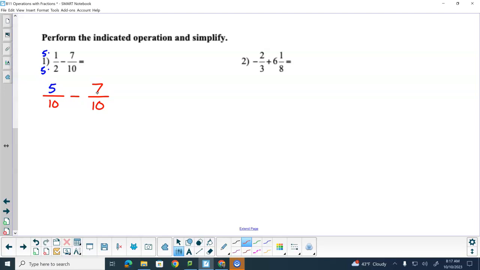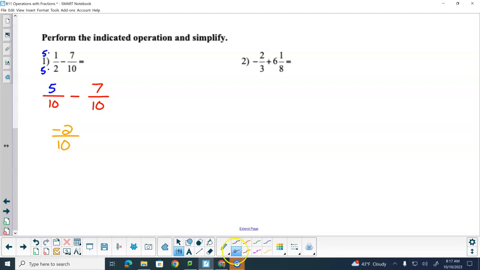Negative 2? Do I like negative 2/10? Why not? How do I know for a fact that I can reduce it, without even looking at my blue sheet? What do you got, Aiden? Because they're both even, right? They're both even numbers, so for sure they can both be divided by 2.